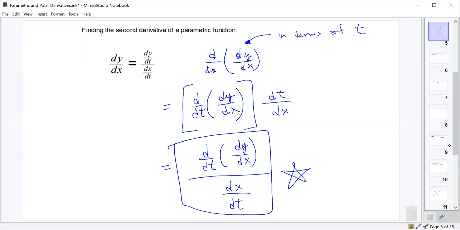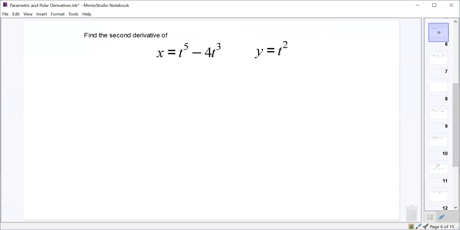Everybody okay with that? Yeah. All right. So let's find the second derivative of x equals t to the fifth minus 4t cubed, y equals t squared. So I think this is the one we already did, right? We already had dy dx from earlier. What was dy dx for this? It was 2 over 5t cubed minus 12t.